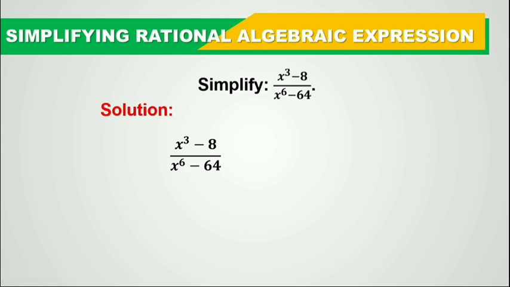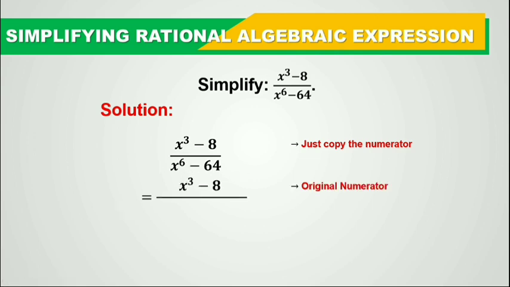However, ang gagawin lang natin ay ikakopy lang muna natin itong algebraic expression na nasa numerator. So let's just copy that first. And let's factor this one. So, i-factor muna natin ang algebraic expression na nasa denominator. So, let's factor x to the power of 6 minus 64 using the factoring the difference of cubes technique, since this expression is following the difference of cubes pattern.